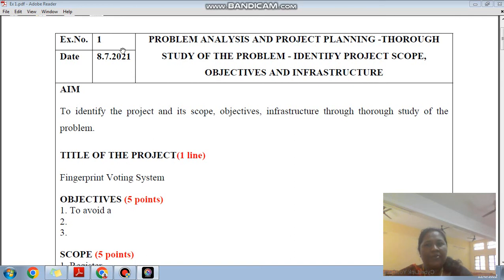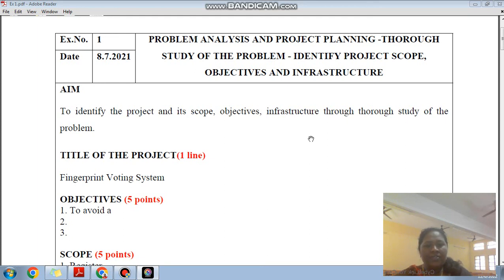This is about experiment 1, and before doing this experiment you have to select a project title. Any title you can refer based on your past experience. You have come across different project titles. Mainly we have selected some IoT based projects, that's good for you, and otherwise some automation projects also you can consider, some automation system for any kind of application.